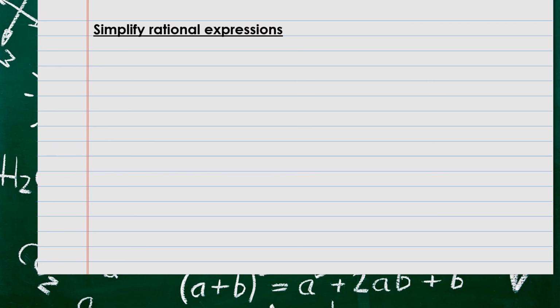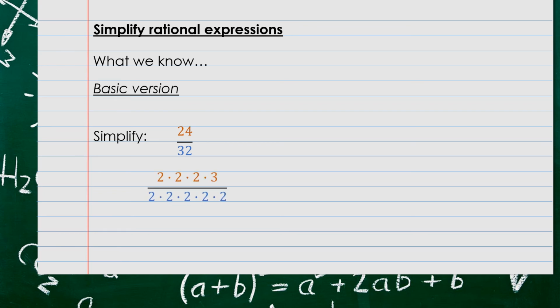To simplify rational expressions, let's go back to what we do know. The basic versions where there were just numbers existing. So let's look at the problem that says simplify the fraction 24 over 32. Well, we go back to the basics. We go back to the prime factors.